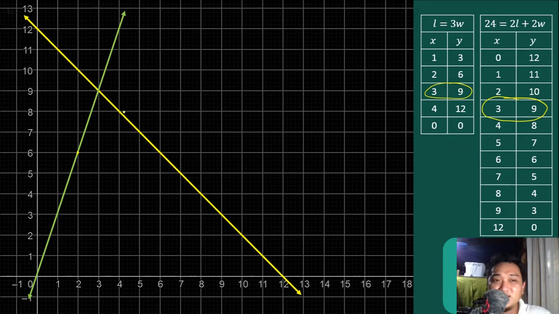At yung dalawang system na yan, magkasundo or nag-i-intersect at, hulaan nyo kung saan. Nag-i-intersect po sila at (3, 9). And (3, 9) is the solution. (3, 9) is said to be the solution of these two systems: L is equivalent to 3W and 24 is equivalent to 2L plus 2W.